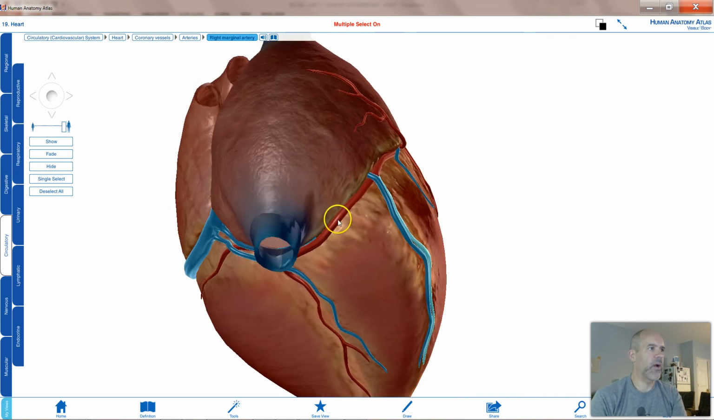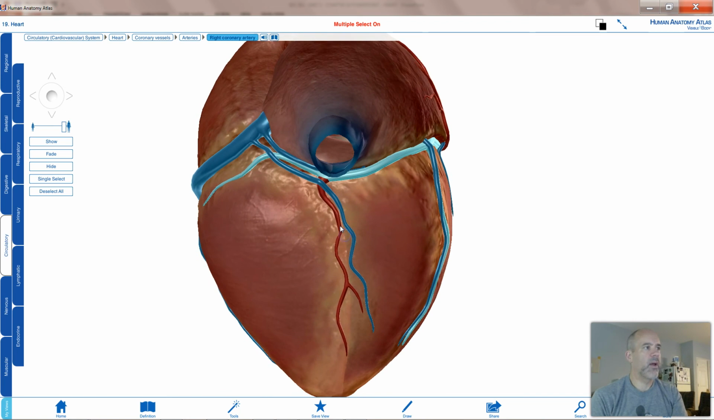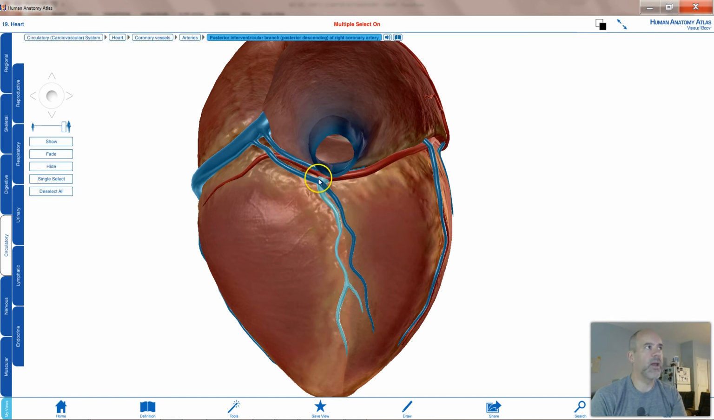And here's your right coronary artery again, highlighted in light blue. Here's another major branch right there. This is called the posterior, let me deselect the other ones. This one right here is called the posterior interventricular artery. Be sure you're looking at these terms on your study guide for chapter 18. Posterior interventricular artery. So what does interventricular mean?